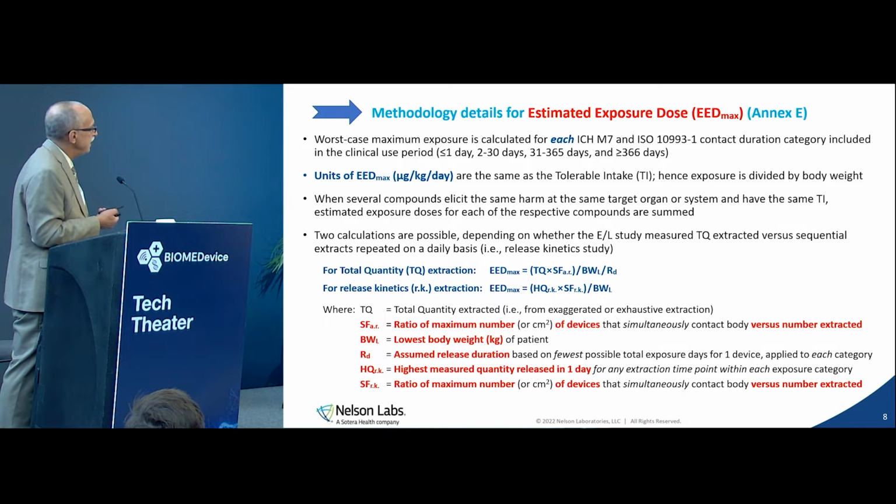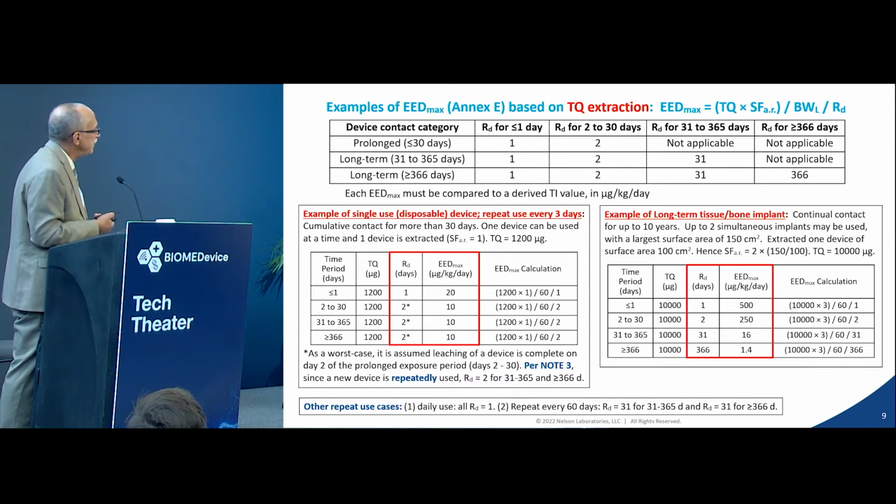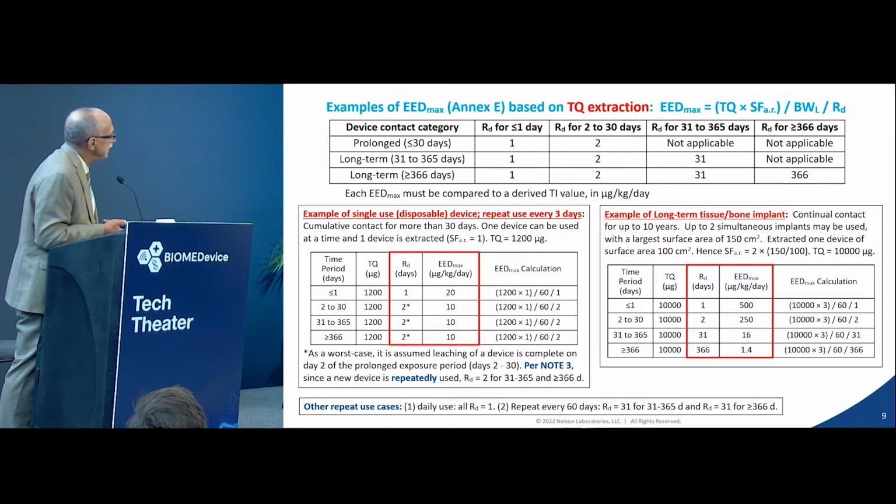And that's the value that you use to compare. It's multiplied by a scaling factor and divided by a body weight. Two examples of this method here for estimating exposure dose. On the left, it's a single-use device, repeat use every 3 days. And one device can be used at a time.